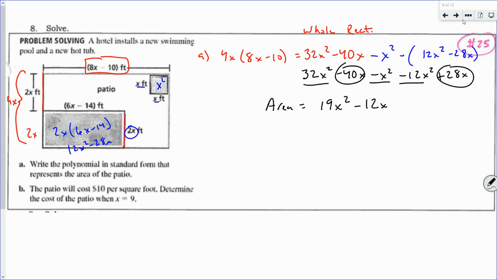Patio will cost $10 per square foot. Determine the cost of the patio when x equals 9. All right, so there's two steps here. This is the area, right? But it's in polynomial form. So the first thing we want to do is use this x equals 9 to turn it into square foot form.